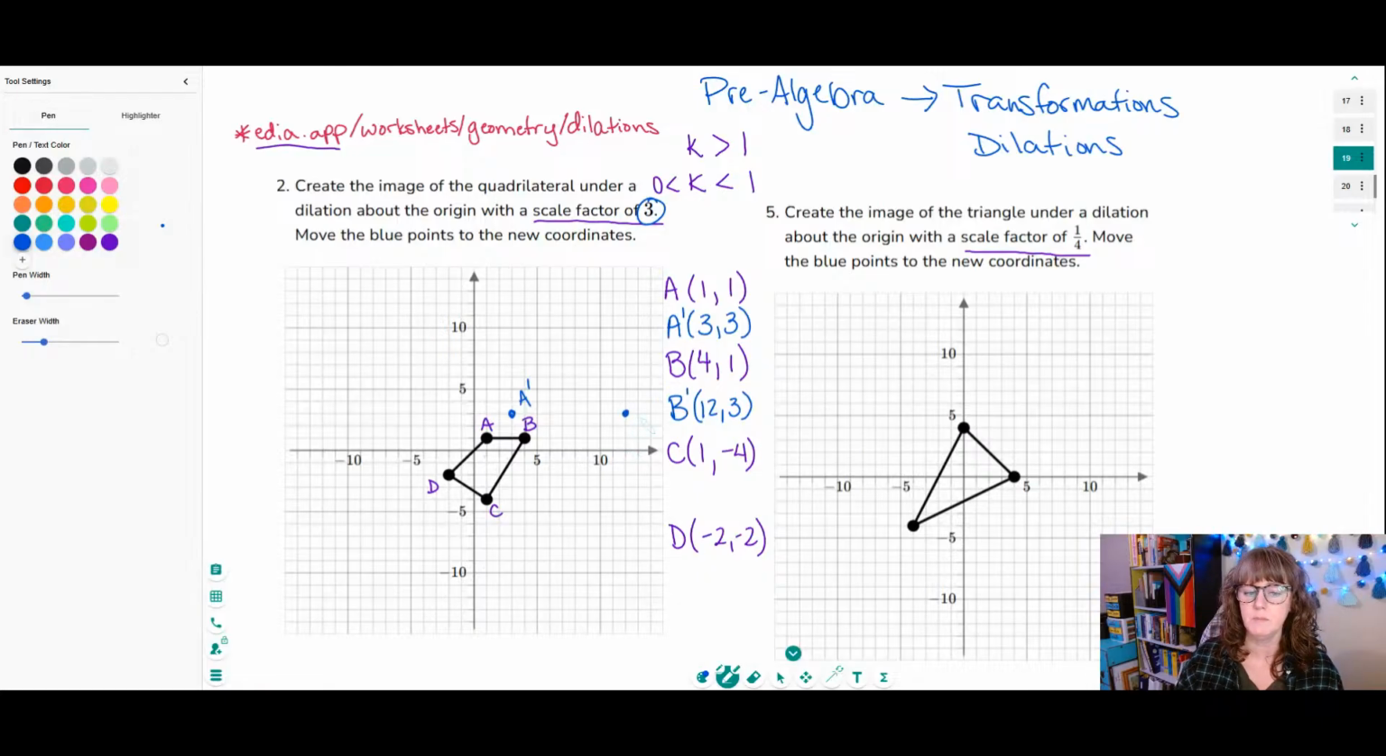That might seem pretty extreme compared to A. We'll go over that in a little bit, but it has to do with the center of dilation. Does it say? Yes.